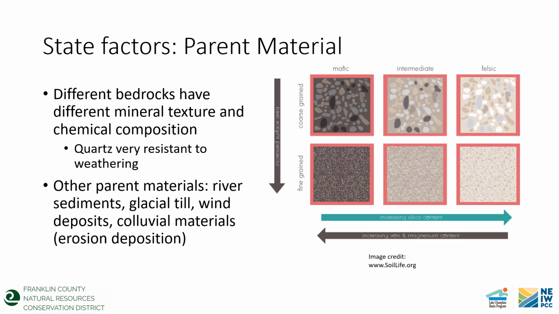Different minerals also differ in how weatherable they are. Felsic materials will be more resistant to weathering than mafic minerals. Minerals also have different textures, which will further influence weathering rates. Fine-grained minerals tend to weather more rapidly due to their higher surface area available for weathering reactions. Parent material doesn't have to be bedrock. It can also be material that's been deposited on the landscape, such as river sediments or glacial till. These deposited materials can have different textures and chemical compositions, which will then affect the soils that form from them.